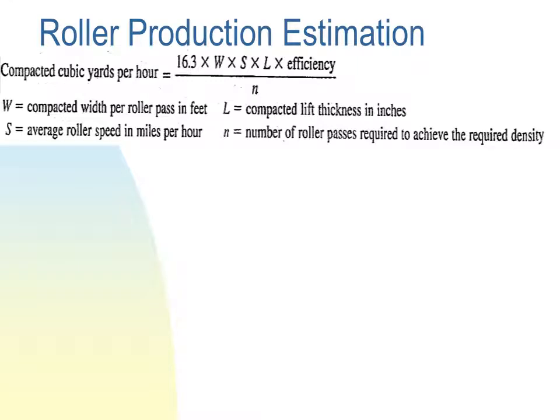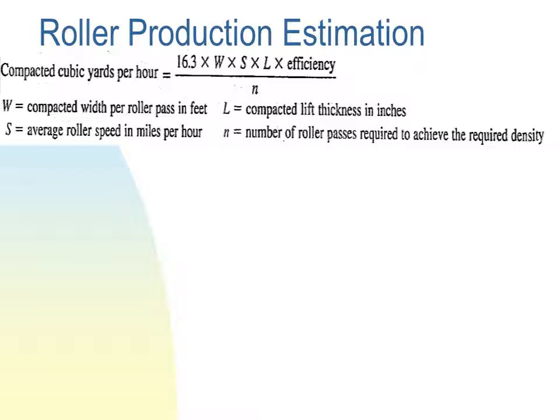So we have here a general rule for roller production estimation. Again, this rule is based on the US customary units. So it's 16.3 times W times S times L times efficiency over N. However, this W is the compacted width in feet. The L is the lift thickness in inches. The S is the roller speed in miles per hour. The N is the number of passes. So you must understand that you should use this formula using these units.